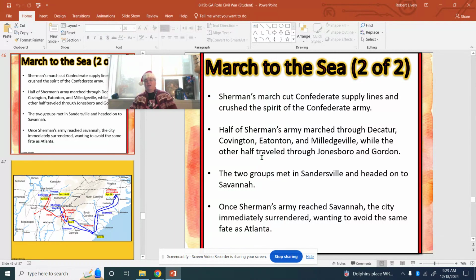Sherman's march cut Confederate supply lines as well as his own and crushed the spirit of the Confederate Army. Half of Sherman's army marched to Decatur, Covington, Eatonton, Milledgeville, while the other half traveled through Jonesboro and Gordon. The 2 groups met in Sandersville and headed on to Savannah. Once Sherman's army reached Savannah, the city immediately surrendered, wanting to avoid the same fate as Atlanta.